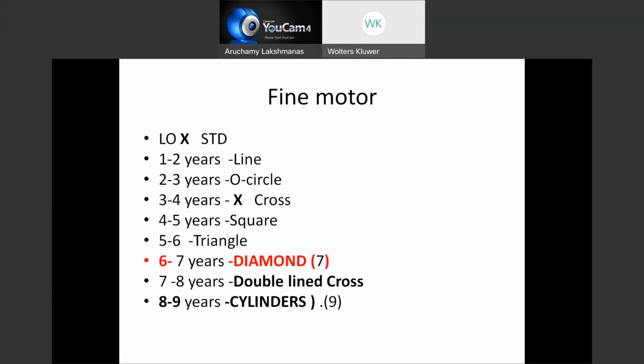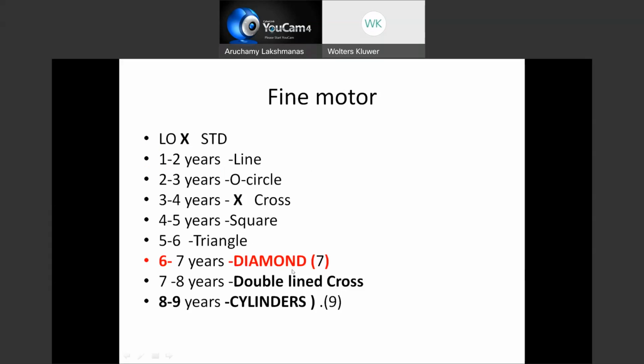And coming to fine motor, remember the letters LOCKS STD. If you have an STD phone in your house, you will keep it locked, no? So you just remember LOCKS STD. You just put 1, 2, 3, 4, 5, 6. 1, 2, 3, 4, 5, 6. Just put 1 to 2 years, 2 to 3 years, 4 to 5 years like that. So first, 1 to 2 years, it will draw a line. Then circle, cross, square, triangle, diamond.